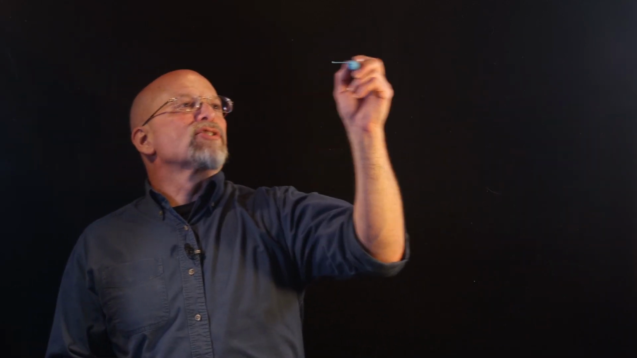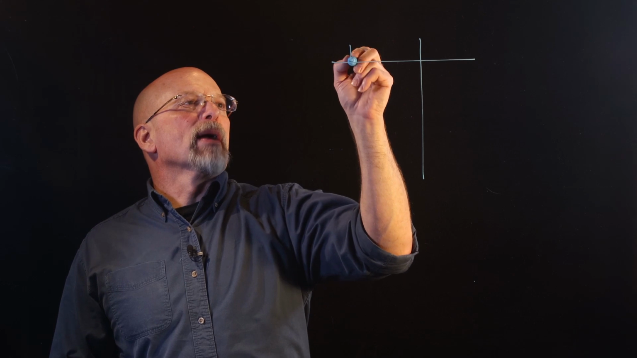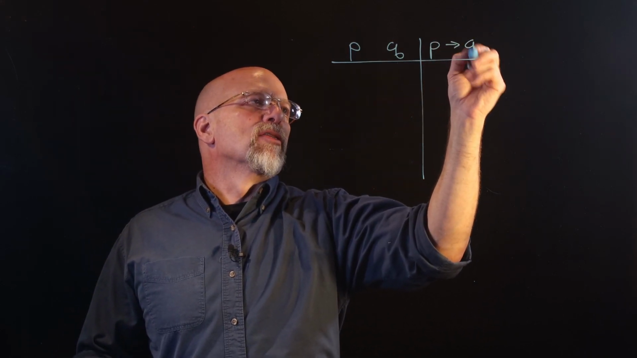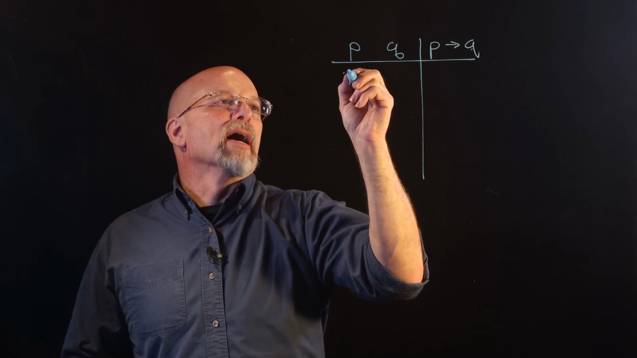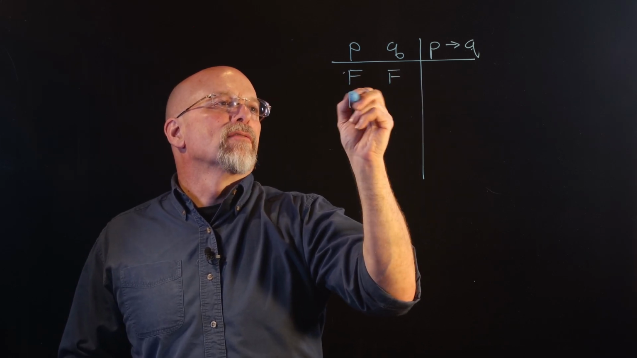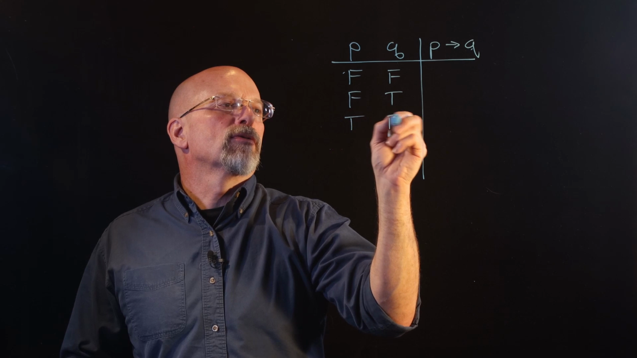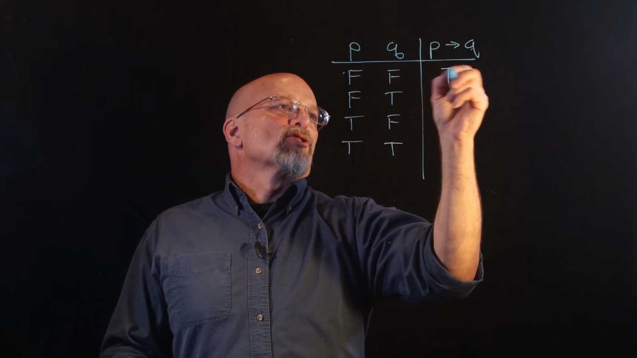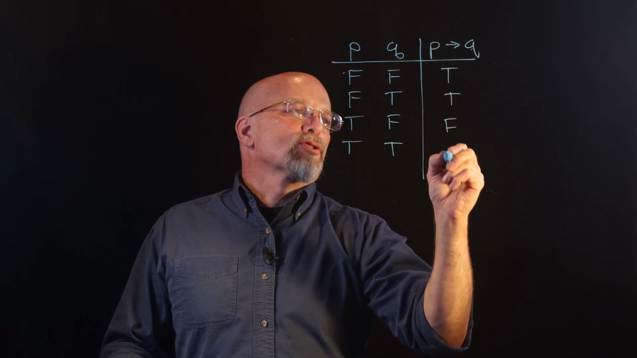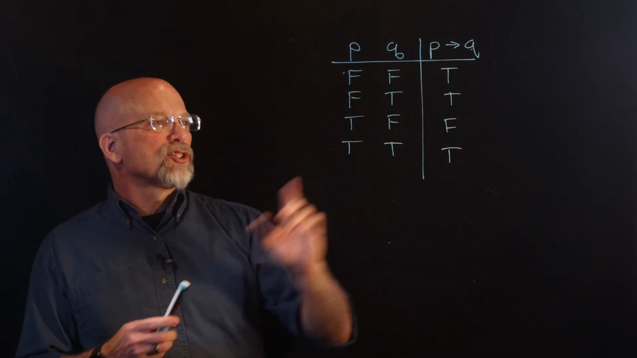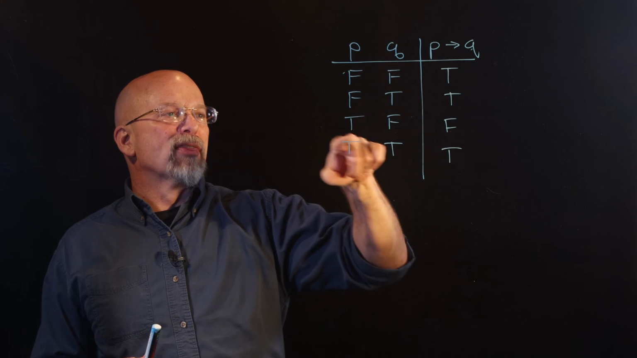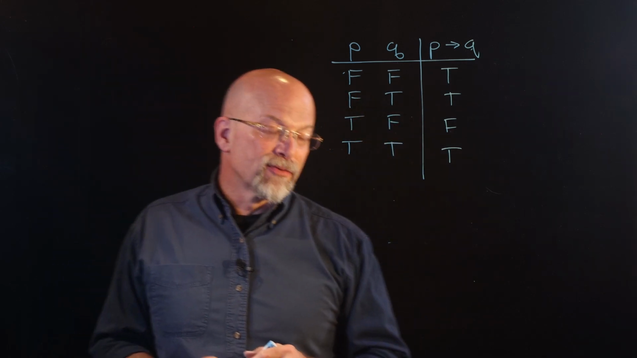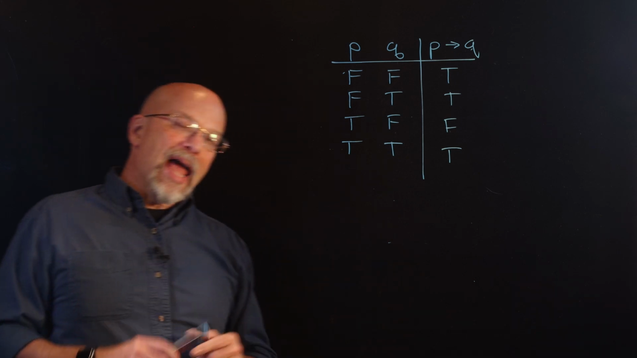So let's look at this truth table again. I've already written it up here a couple of times. We have P, Q, and then if P, then Q, right? And so you have false, false, false, true, true, false, true, true. And then this is true, true, false, true. The only time that it is not true is whenever you have the assumption is true and the conclusion is false.